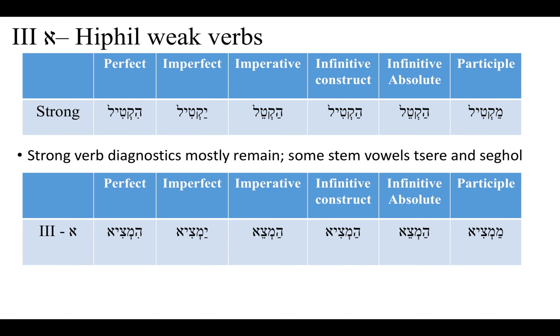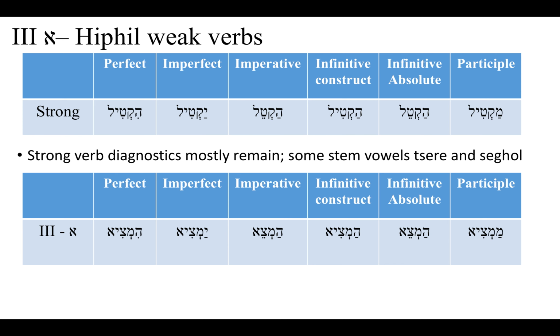Then the third aleph forms also fortunately stay mostly the same. So if you look at the perfect form, hiktil is the same in the third aleph. We have himtzi. Their imperfect yaktil, we have yamtzi, the counterpart. The same thing with the imperative, the infinitive construct, infinitive absolute, and participle here. So all of these across the board, there are no changes, as you can see, comparing these two forms here.